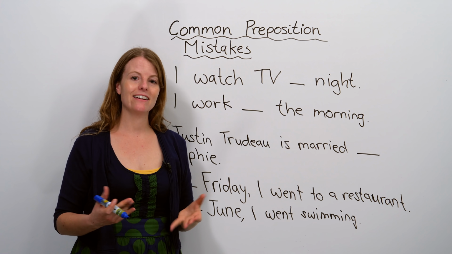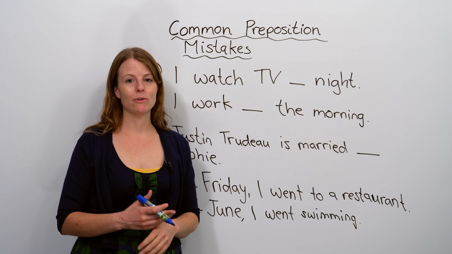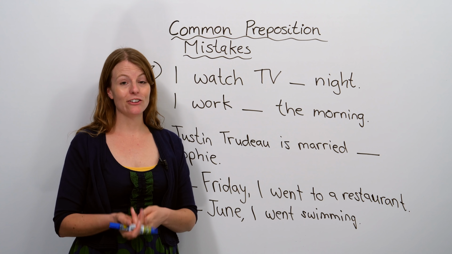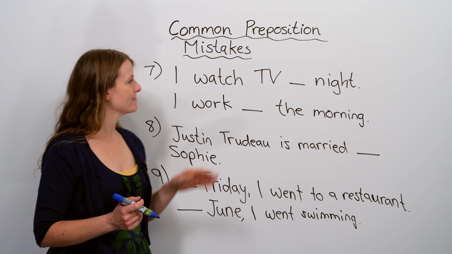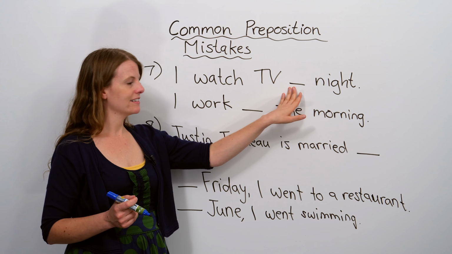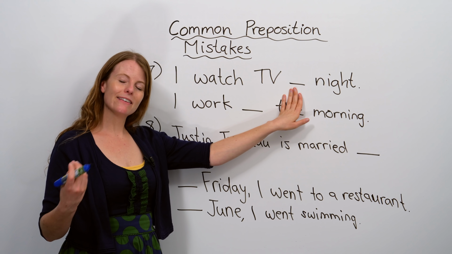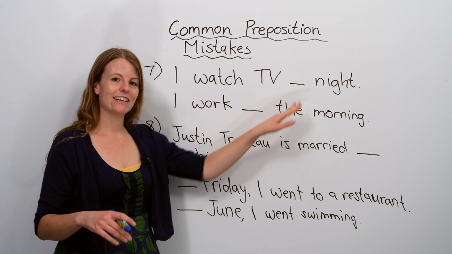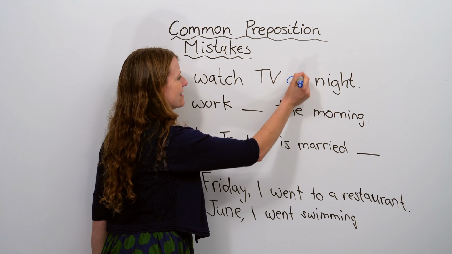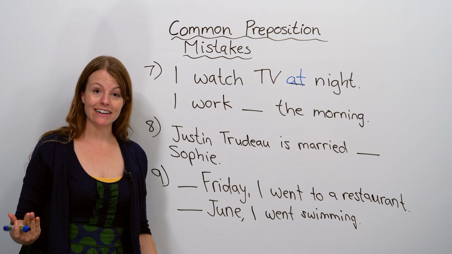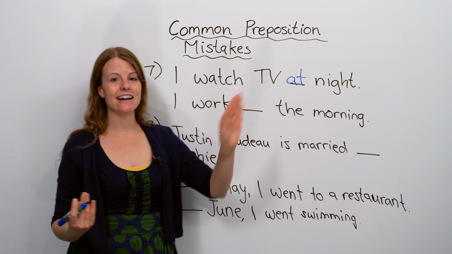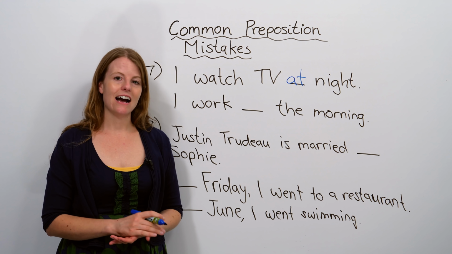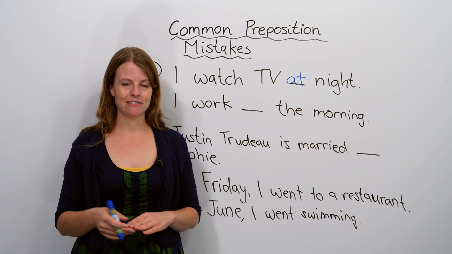Okay, so when we're talking about time, when we're talking about night, morning, afternoon, evening, let's look at the prepositions we use. I watch TV night. So we need some sort of preposition here. What preposition do you think it is? If you said at, you are correct. I watch TV at night. I like to walk at night. I go out at night.